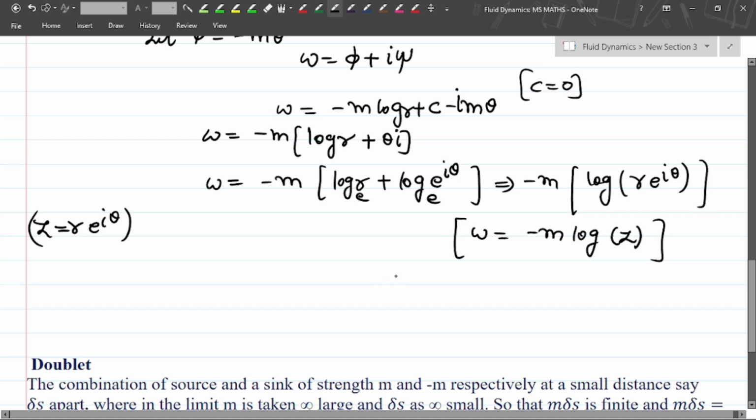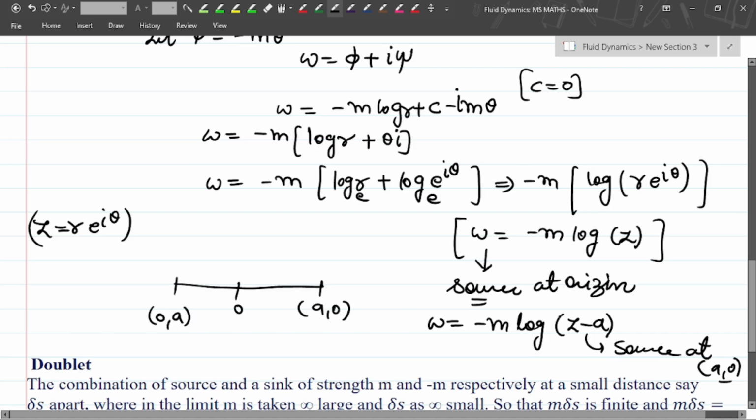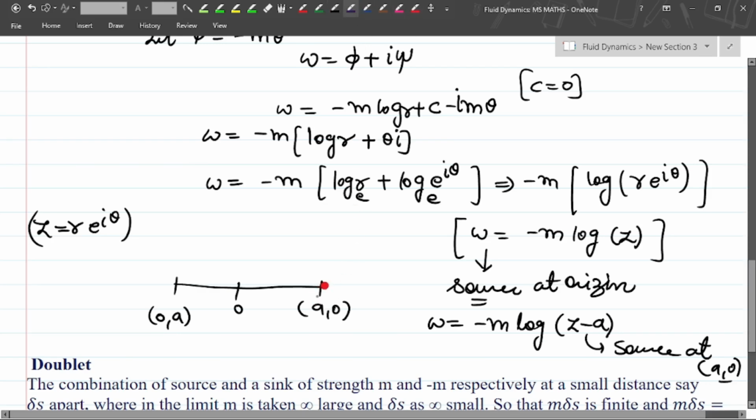So this w is basically the equation of a source at the origin. The equation of source at origin. If it is w equals minus m log of (z minus a), then it is the source at (a, 0) because it is on the horizontal axis. So it is 0, then it is (a, 0), and it is (0, a). If it is z minus a, then it is here only. The equation of source I'm denoting by the red color. It is minus m log of (z minus a).